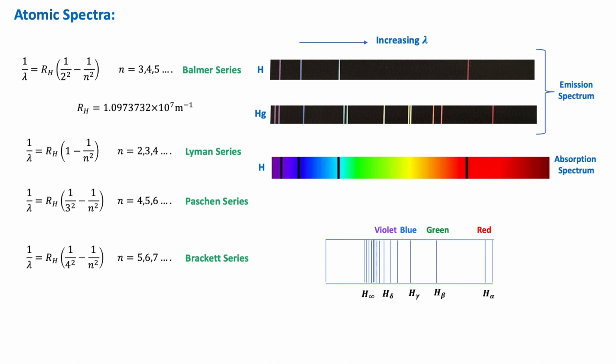Following Balmer's discovery, other line spectra for hydrogen were found, and they are the Lyman, Paschen, and Brackett series, named after their discoverers, okay? The wavelengths of the lines in these series can be found from these equations.